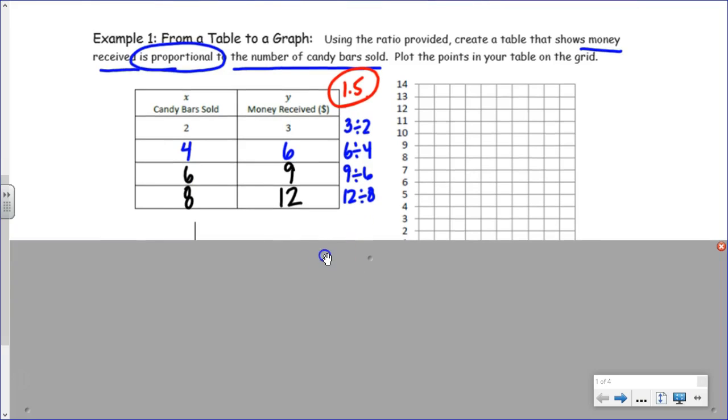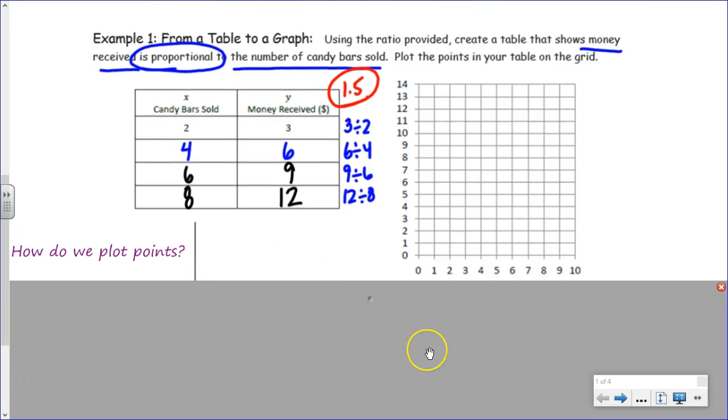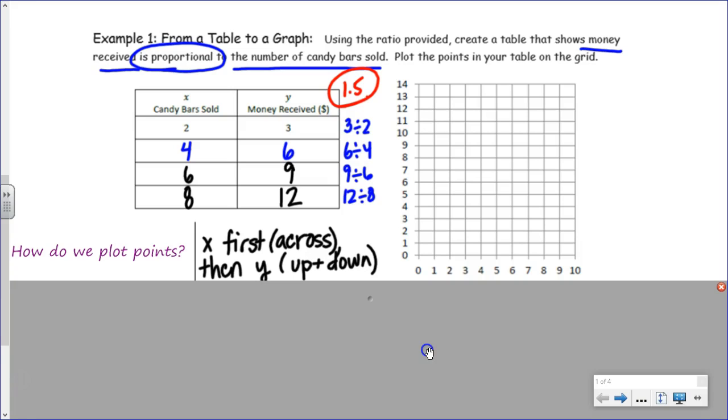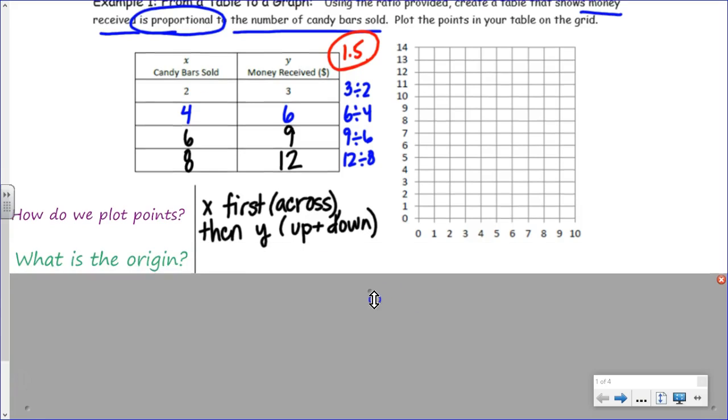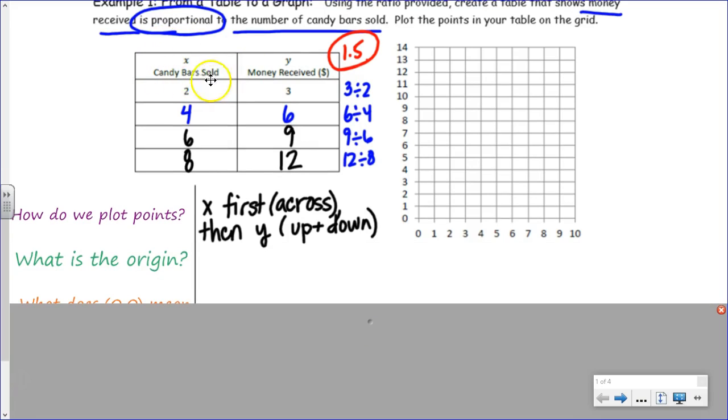The first thing we're going to do is graph. Do you remember how to plot points? X first, that's across, then Y, which is up and down. How do I know which one is the X and which one is the Y? Which one do you think makes more sense here? Should the X candy bar sold be going across or up and down?